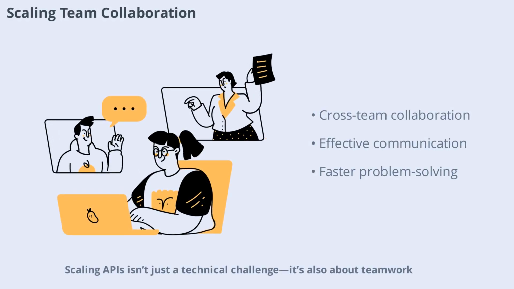Scaling APIs isn't just a technical challenge, it's also about teamwork. Foster collaboration between developers, operations, and business teams. Use tools for communication, project management, and documentation. A collaborative culture helps solve scaling challenges faster and more effectively.